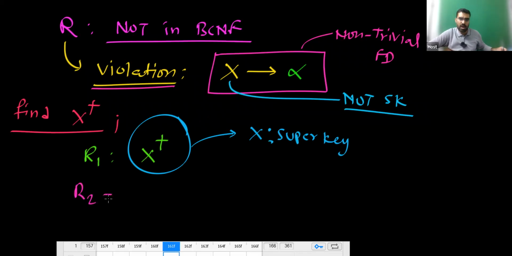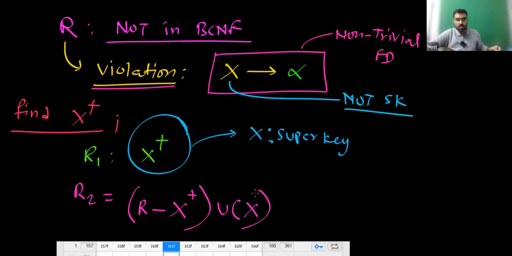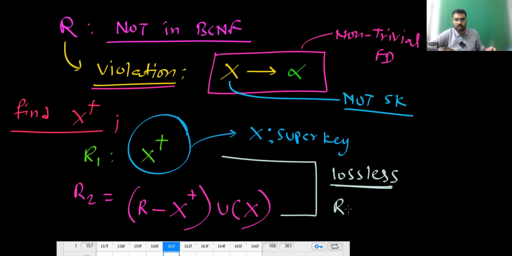And what will your R2 be? Your R2 will be from R, you remove this X plus. From the relation R, you remove X plus and you don't remove X. You can guarantee that this will be lossless. Why? The reason is very simple. What is the intersection of R1 and R2? That is exactly X, and this X can determine R1.